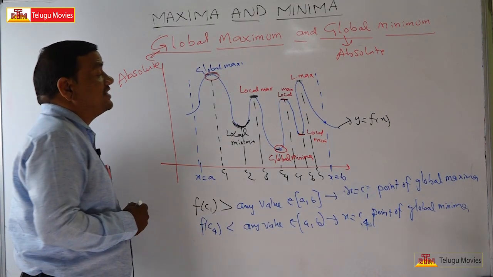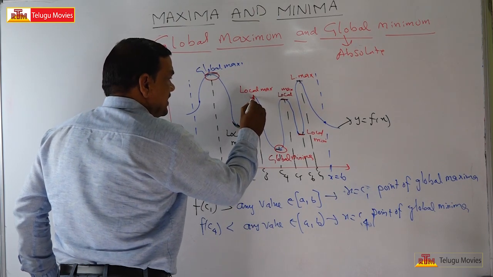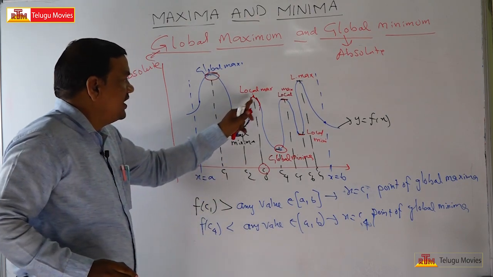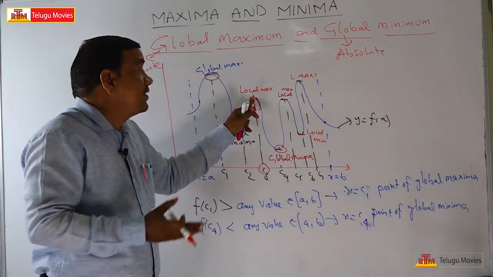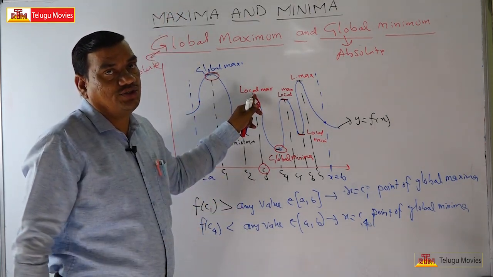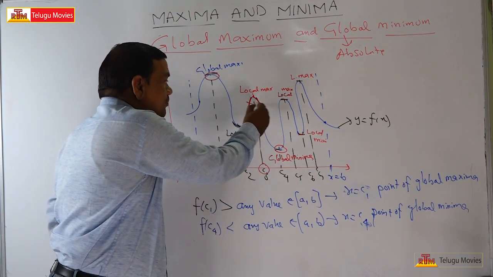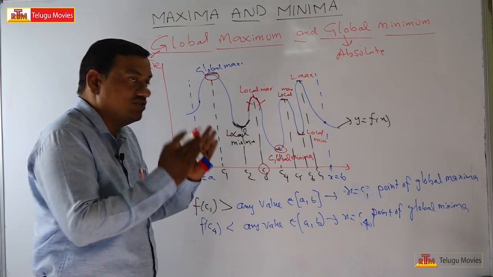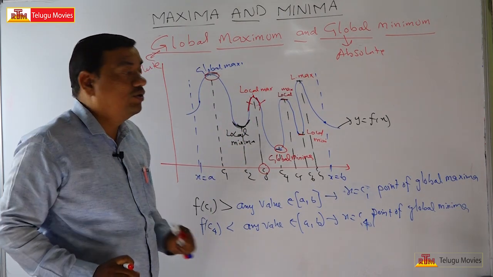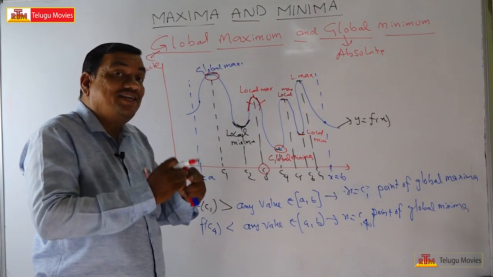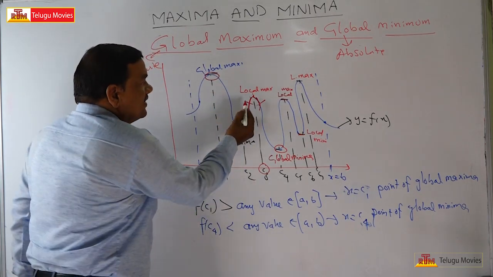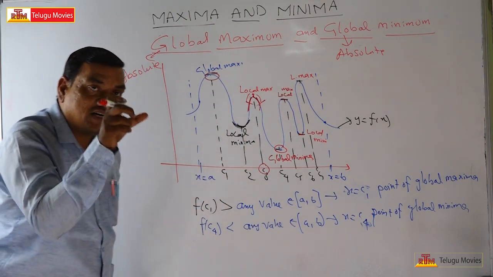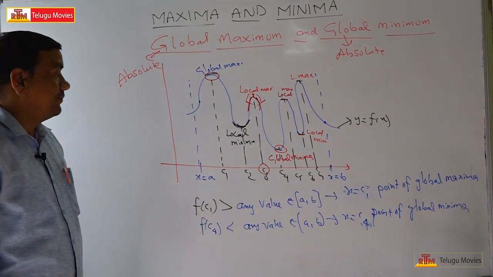But local maxima means if you observe in the neighborhood of C3, f of C3 is the greatest one. In a very small neighborhood of C3, this f of C3 is the greatest one. That means here increasing, here decreasing. So this is the highest one. That is called local maxima.